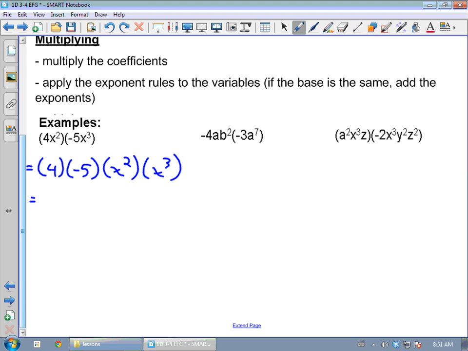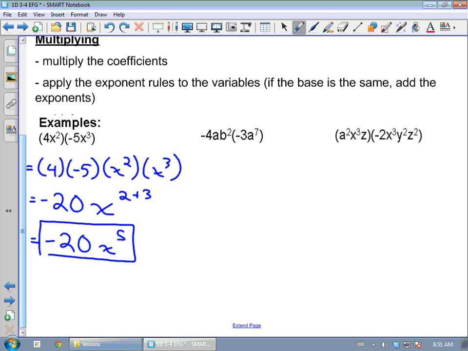And then just multiply. 4 times negative 5 is negative 20, and then x squared times x cubed. Well, we're going to keep our base the same, and because the base is the same, we can add our exponents, 2 plus 3. And so for our final answer, we add those exponents together to get 5. And I can put a little box around our final answer here.